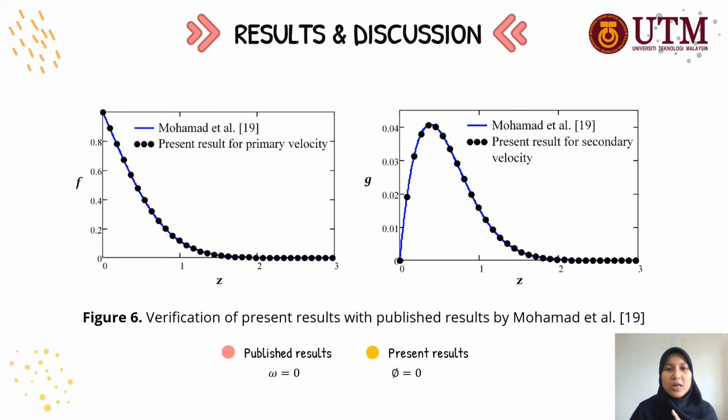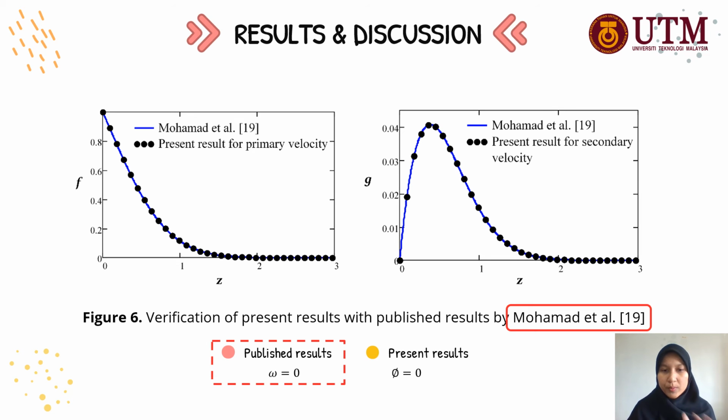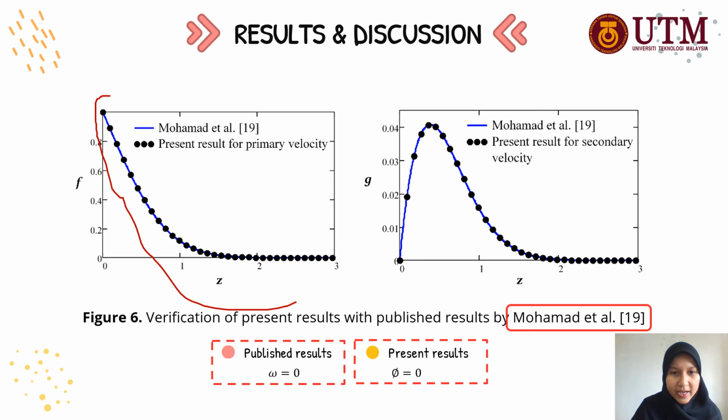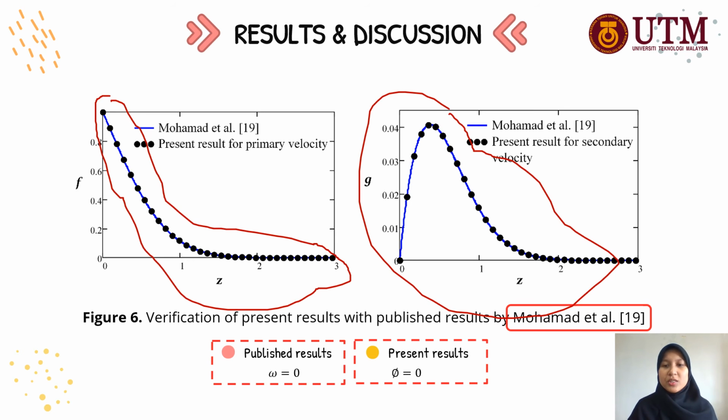And here another way we check whether our solution is correct is by comparing our present result to the published result. Here we compared with Muhammad et al. In the published result, we let omega equal to 0 since our problem does not involve omega. And in the present solution, we let phi equal to 0 because the published result does not involve the nanofluid model. When compared, both solutions show that the present result is found to be identical with the published one. The same goes for the secondary solution. So this means that our solution is correct.